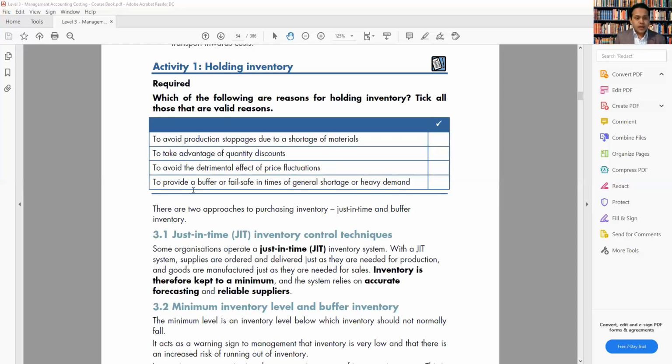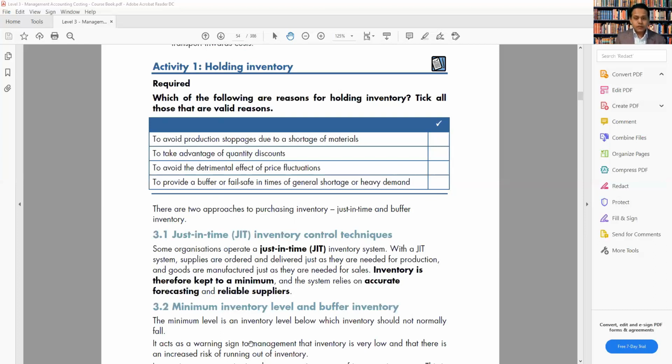And to provide a buffer or fail-safe in time of a general shortage or heavy demand. That could be a sudden demand in the market, so you want to keep some stock in the warehouse. If the demand is high, we can use this inventory to fulfill the demand. So which one do we think is the valid reason?